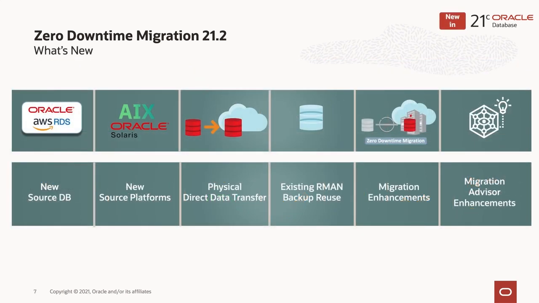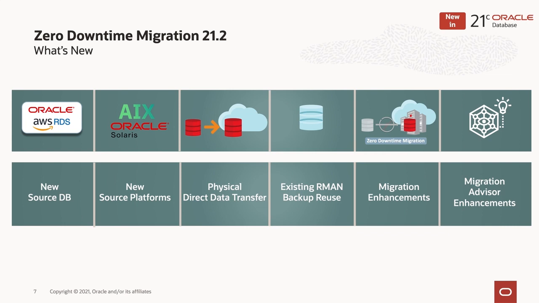Now, what's new in Zero Downtime Migration 21.2? We have introduced Oracle databases running on AWS RDS as source databases that are supported with the logical offline migration methodology. Now, databases that are running on source platforms such as AIX and Solaris can also be migrated using logical offline migration methodology. Before, we only supported Linux sources. Now we support AIX and Solaris.